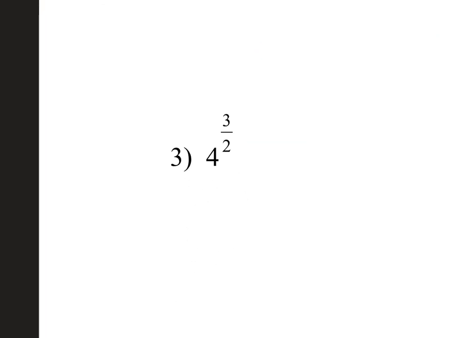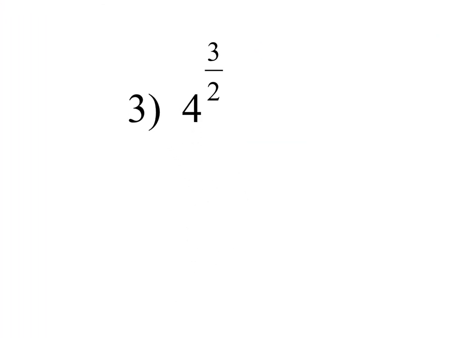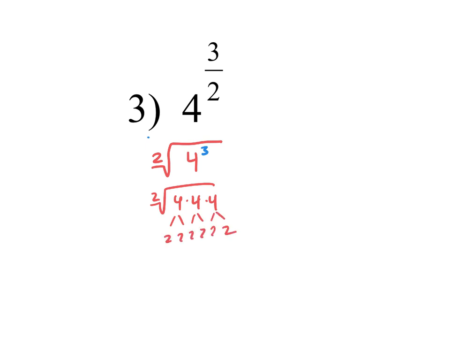All right, number 3. What's our index here? 2. So this is the square root of 4. Do you want to put the 3 on the inside or the outside? Inside, we can do that. So 4 to the third power, we could just say is 4 times 4 times 4. And then we need to break everything down. So what are 2 factors of 4? 2 and 2 and 2 and 2 and 2 and 2.